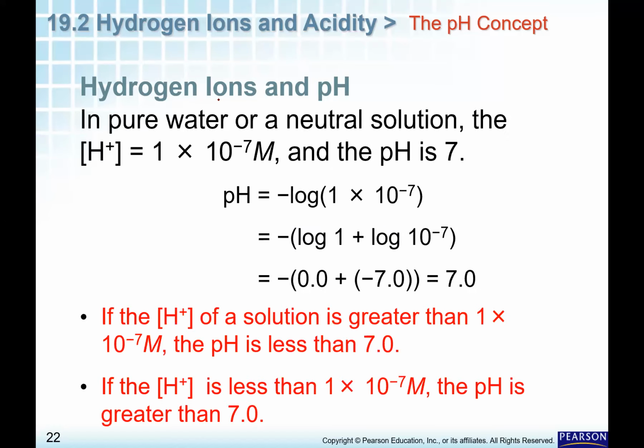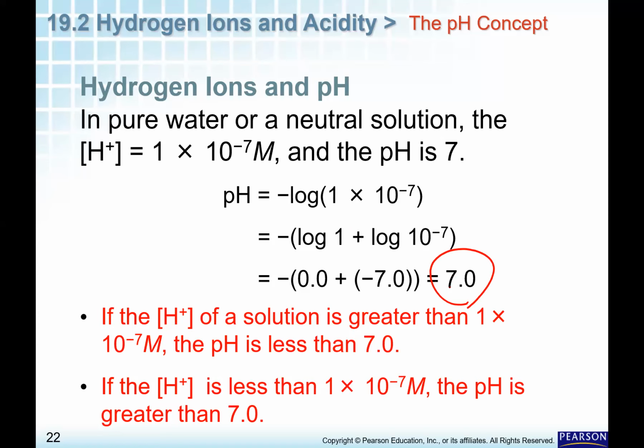So in pure water, again, we know that the concentration of H plus is equal to 10 to the minus 7. Now, using that in the negative log, the log of 1 is 0, and the log of 10 to the minus 7 is negative 7, so that will give you a pH of 7. So when we have pure water, and the concentration of H plus is equal to 1 times 10 to the minus 7, then the pH is equal to 7.